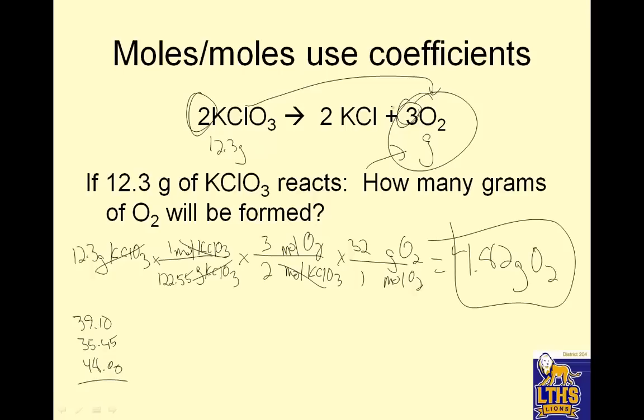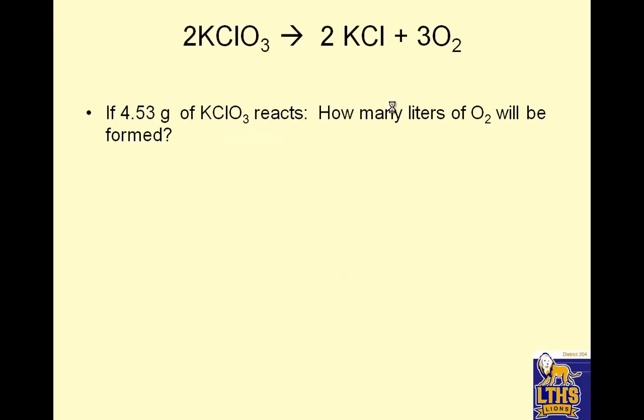That's it. So notice how we just add what we learned last podcast into the same stuff that we did last unit. So 2 KClO3 yields 2 KCl plus 3 O2. So again, I have 4.53 grams of KClO3 react. How many liters of O2? I can do this with liters too. Oh, sure. But I'm still going to go through moles.